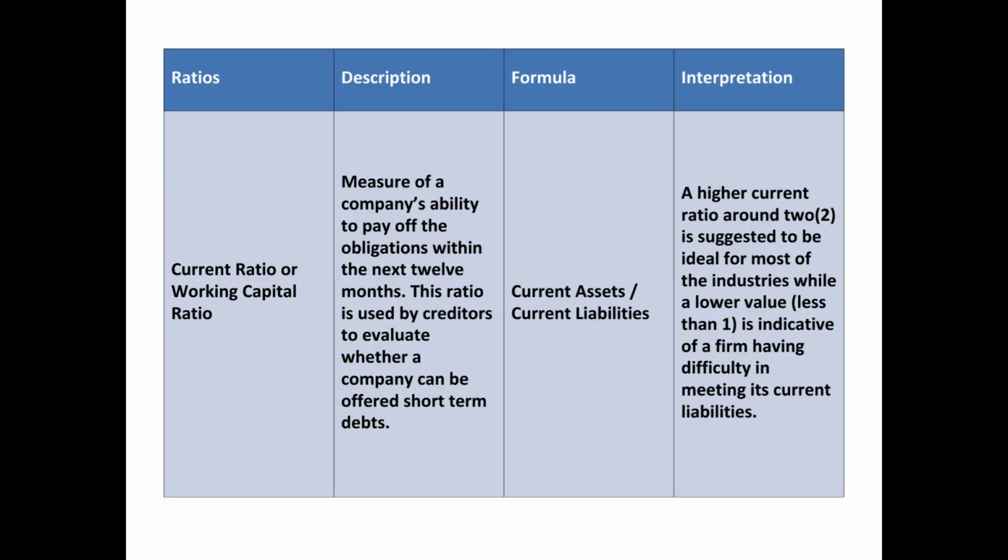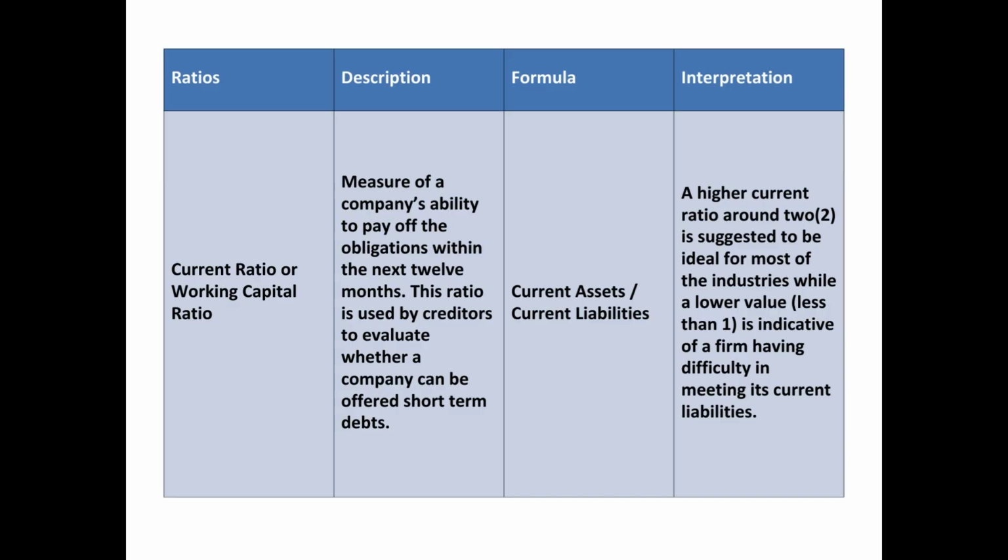Under description, we see that it's a measure of a company's ability to pay off the obligations within the next 12 months. This ratio is used by creditors to evaluate whether a company can be offered short-term debts. The formula is current assets divided by current liabilities. The interpretation is key. A higher current ratio, around 2, is suggested to be ideal for most of the industries, while a lower value, less than 1, is indicative of a firm having difficulty in meeting its current liabilities.